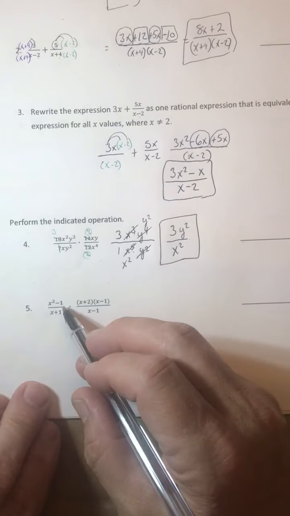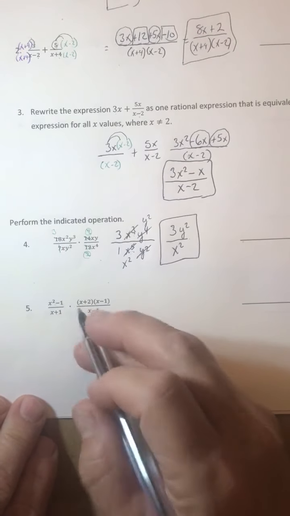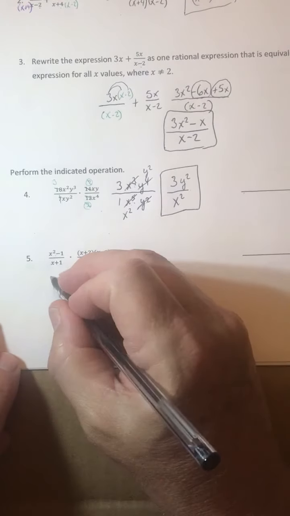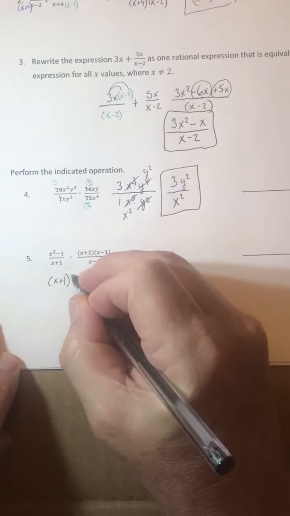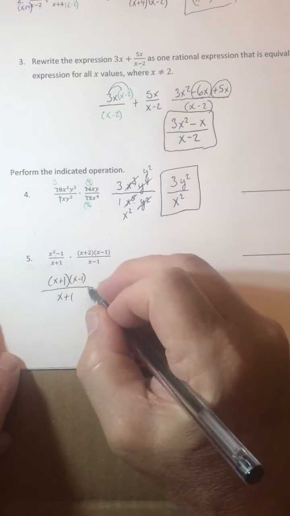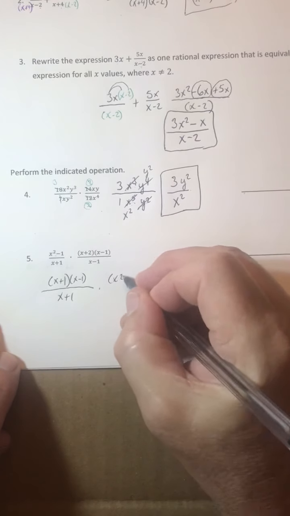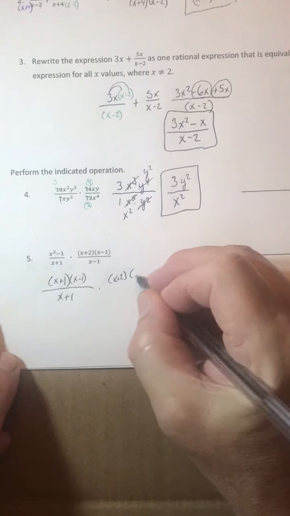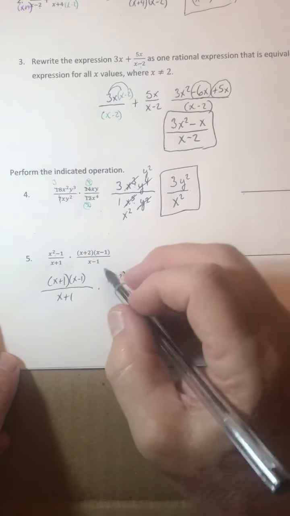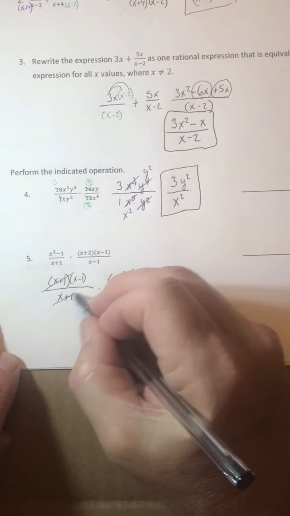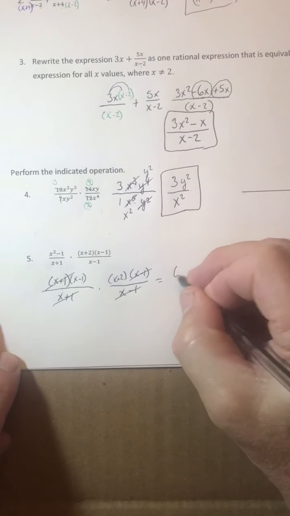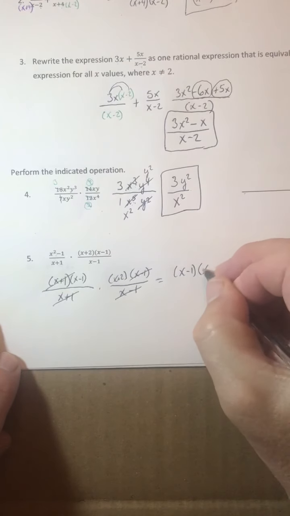Alright, number 5. X squared minus 1, we have to factor that out. So that one factors out to x plus 1 times x minus 1 over x plus 1 times x plus 2 over x minus 1 over x minus 1. Alright, the x plus 1's cancel out. The x minus 1's cancel out. Leaves us with x minus 1 times x plus 2.